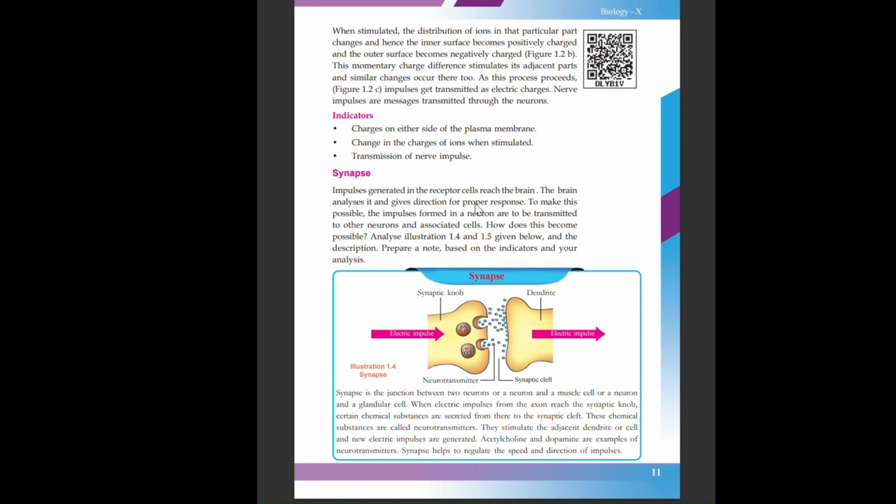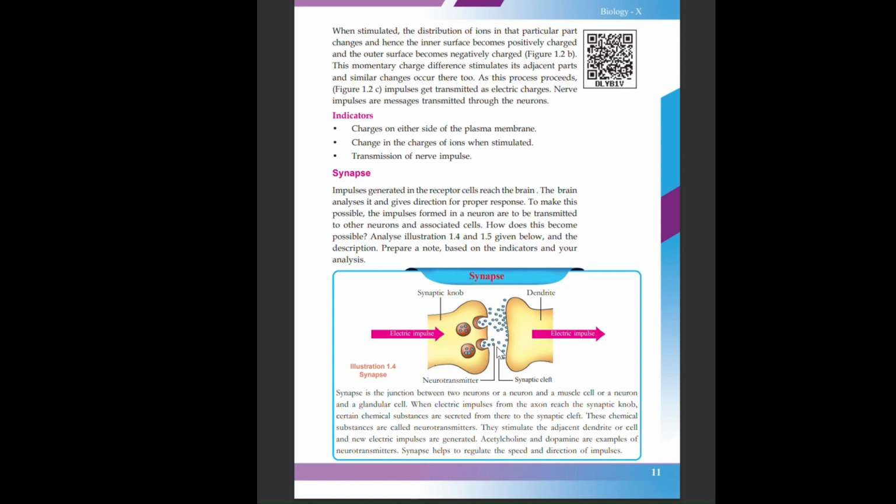It is given in a very simple and beautiful way. How does it become possible for impulses to transmit from one neuron to another neuron in the brain? Let's see how. Analyze this figure. This is the synapse. This is the presynaptic knob, this is the postsynaptic dendrite, and the cleft is called the synaptic cleft, and there are the neurotransmitters, that is, the chemicals.